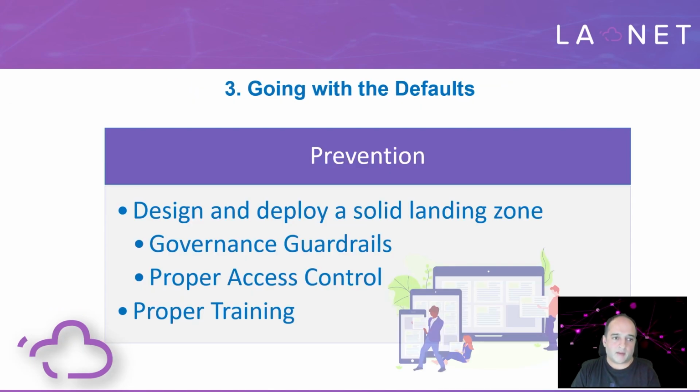Okay, so how do we prevent that? Again, deploy a solid landing zone that's got governance and guardrails in place that says things like don't allow RDP ports open from the internet. So if somebody goes through that wizard, it will get blocked and say, all right, you're not allowed to do this. That's just one example. Only allow certain locations. Proper access control. Don't give more access than is required. Make sure access is at the correct scope. And also proper training. There's not really much substitute for proper training and experience as well.